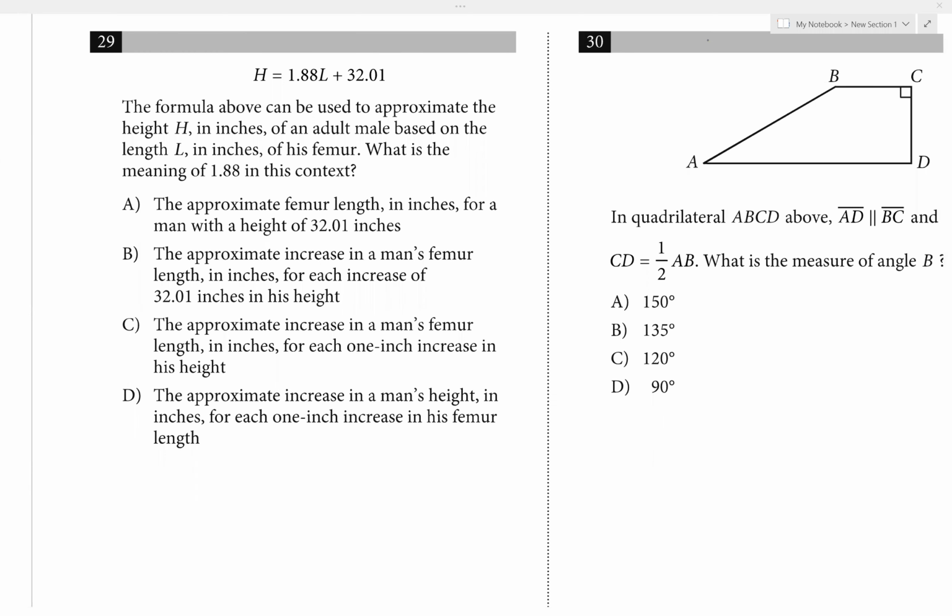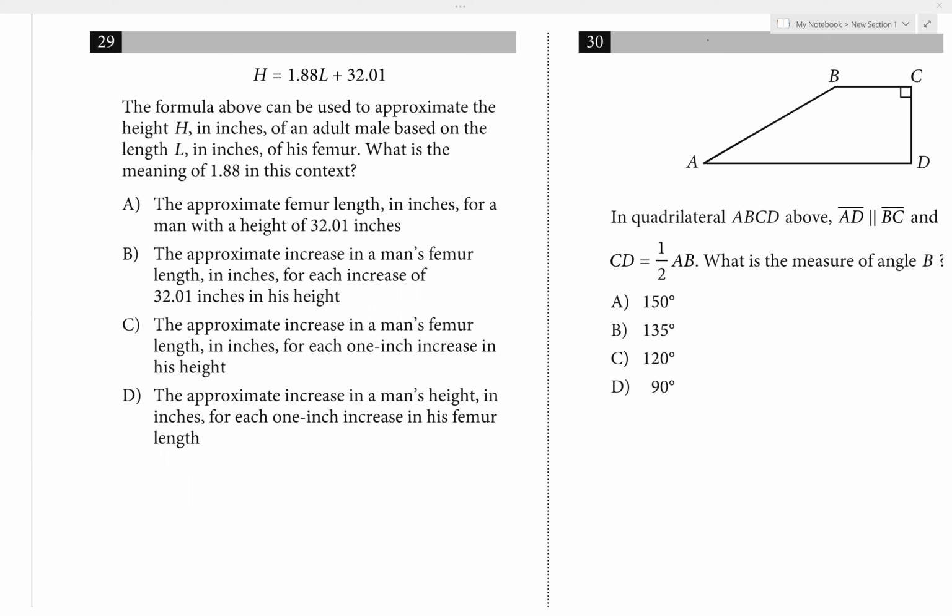All right, number 29. H equal to 1.88L plus 32.01. The formula above can be used to approximate the height H in inches of an adult male based on the length L in inches of his femur. What is the meaning of 1.88 in this context?